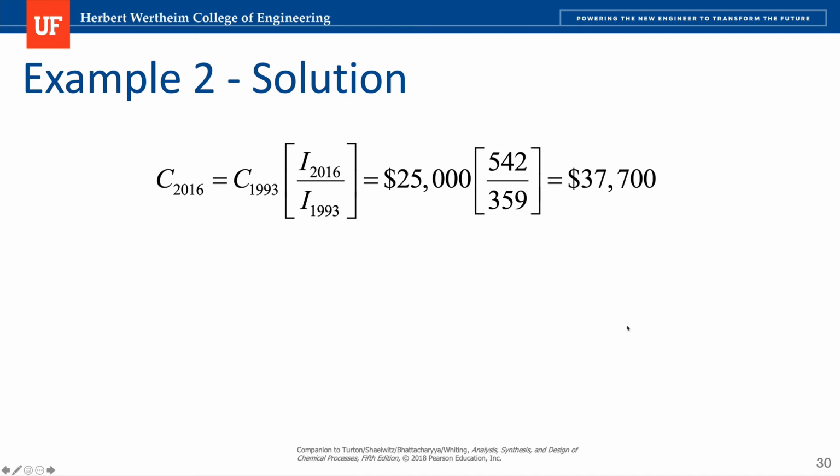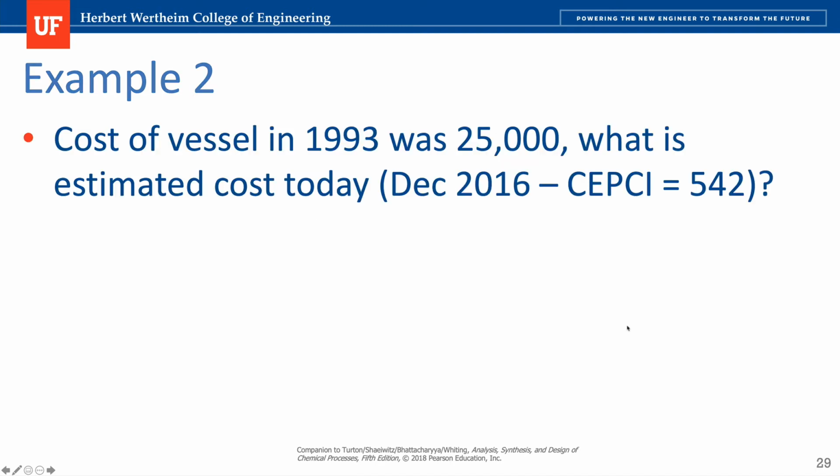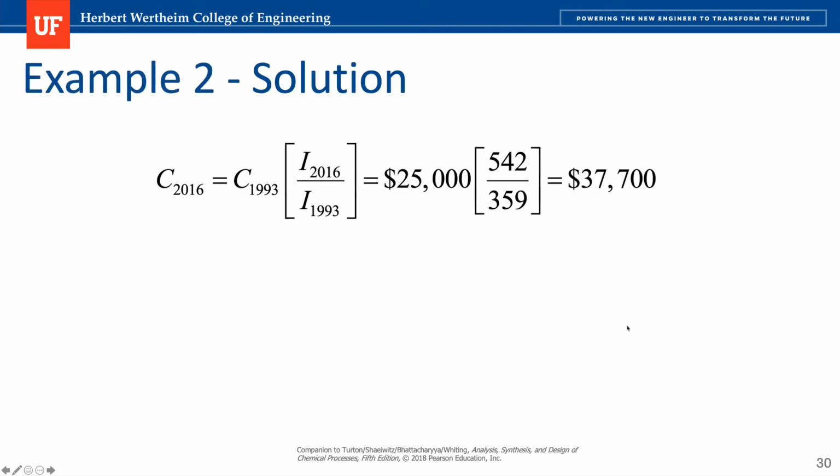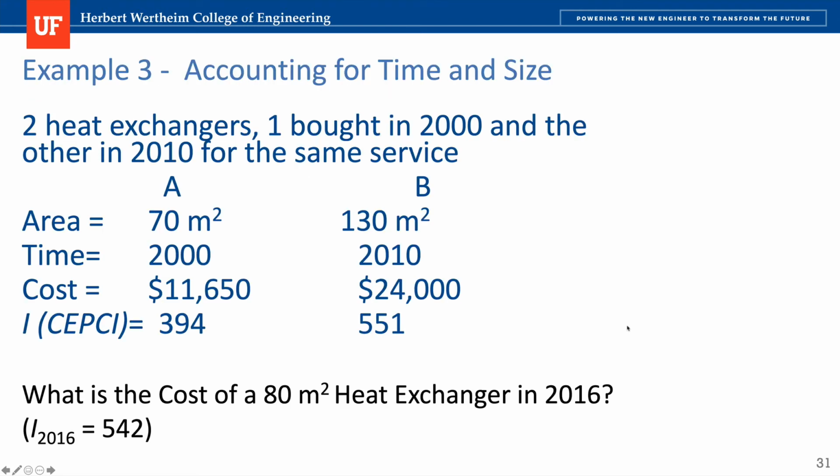So in this particular case, notice that in 1993 it is 25K. Now the cost has increased, right, because of the CEPCI value and the inflation of the prices in that time frame. So the cost right now is almost 38K. It has increased, and the capacity hasn't, right? It's just time.